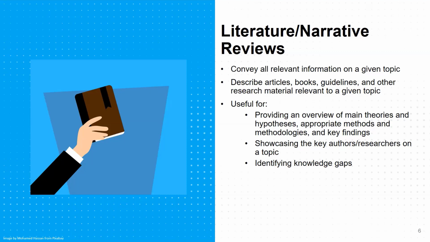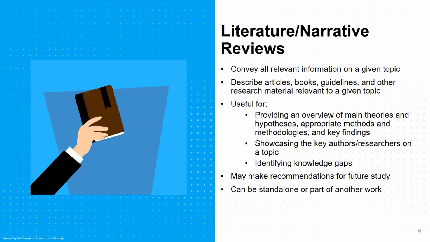So you can look at one to provide an overview of the main theories and hypotheses, appropriate methods and methodologies, and key findings for a particular topic. You can see who the biggies are for that particular topic, who the key authors and researchers are. And it can be useful for identifying knowledge gaps within a field or a topic. If there is a certain subset that just hasn't had a whole lot of research done on it, you can see that through a literature review. It may also make recommendations for future study if there are indeed gaps, or if there is just something that maybe needs to be expanded upon.